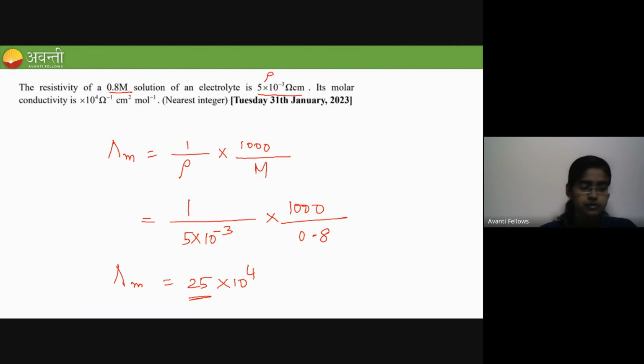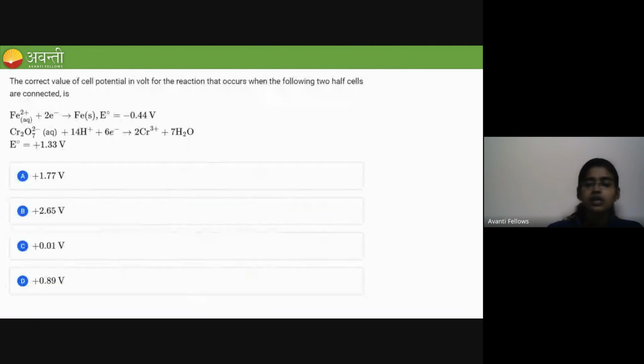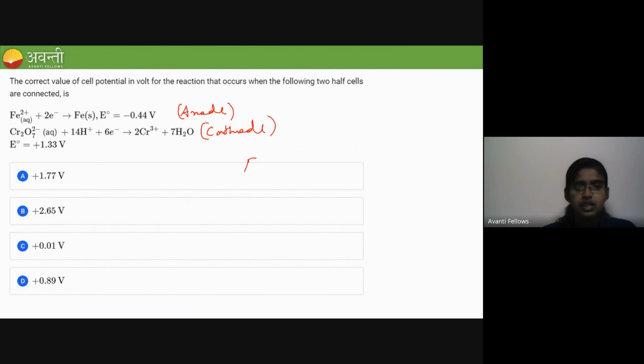Now let us solve one more question. The correct value of cell potential in volt for the reaction that occurs when the following two half cells are connected is, two half cells are given. One is oxidation and the other one is reduction. So oxidation occurs at anode and here is the cathode. So we have to find out the cell potential, that is E naught cell we have to find out.